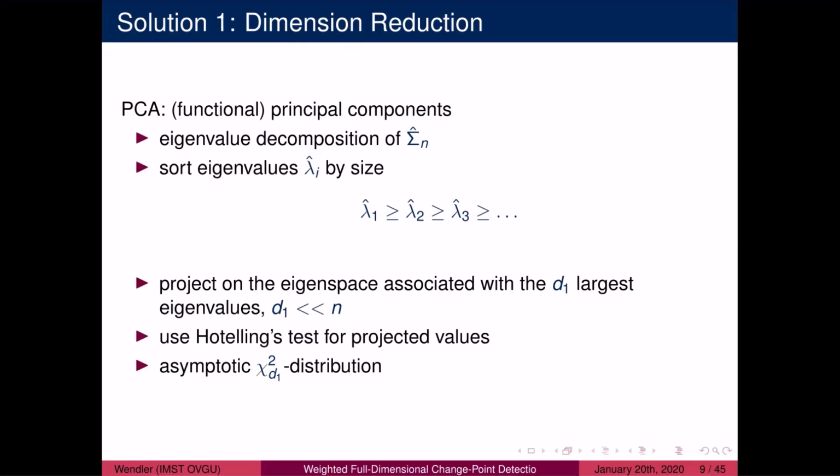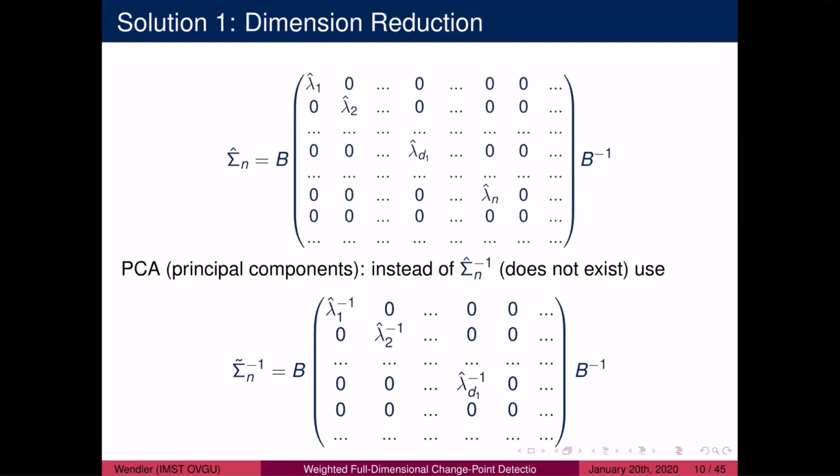Then you sort the eigenvalues by size, so lambda 1 hat is the largest eigenvalue, then the second largest. At some point you will only get zeros, because the estimated operator has finite rank, so you have finitely many positive eigenvalues and then only zeros. So we choose a dimension D1 that we want, and we project onto the eigenspace associated with the D1 largest eigenvalues. Then we can use Hotelling's test for the projected data. So that's one solution.